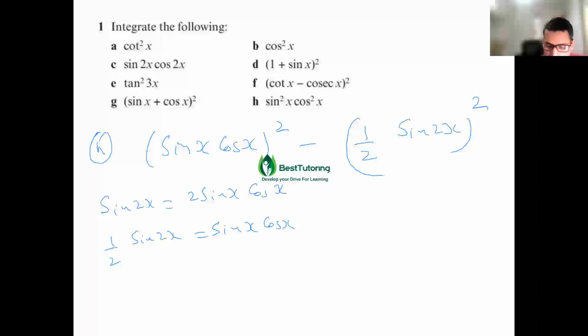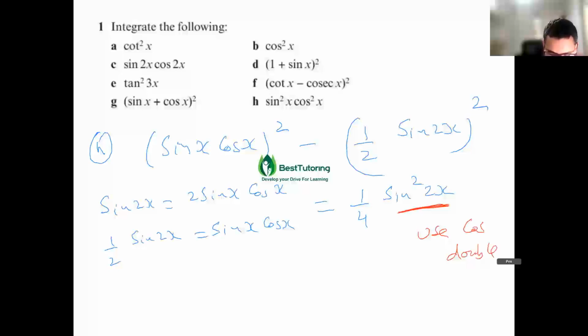And when we open the bracket, we get 1 over 4 sin squared 2x. And we know that we can't integrate sin squared x directly. We use the cos double angle formula to do that. Very good, Aryan, well done.